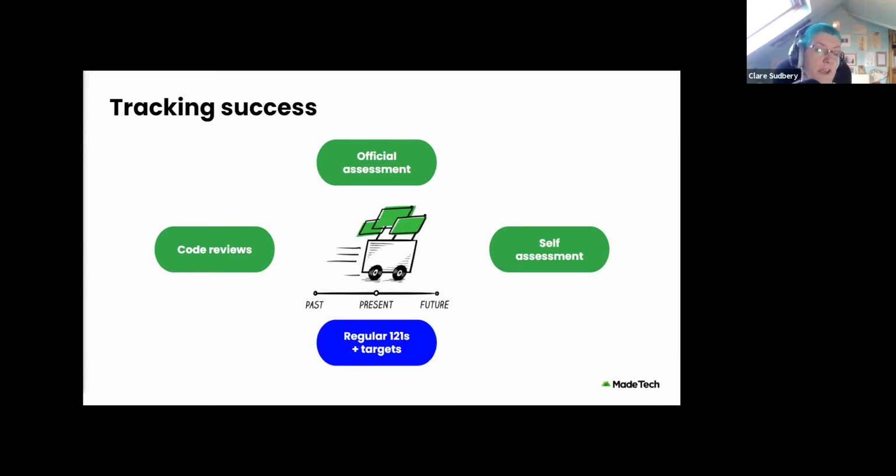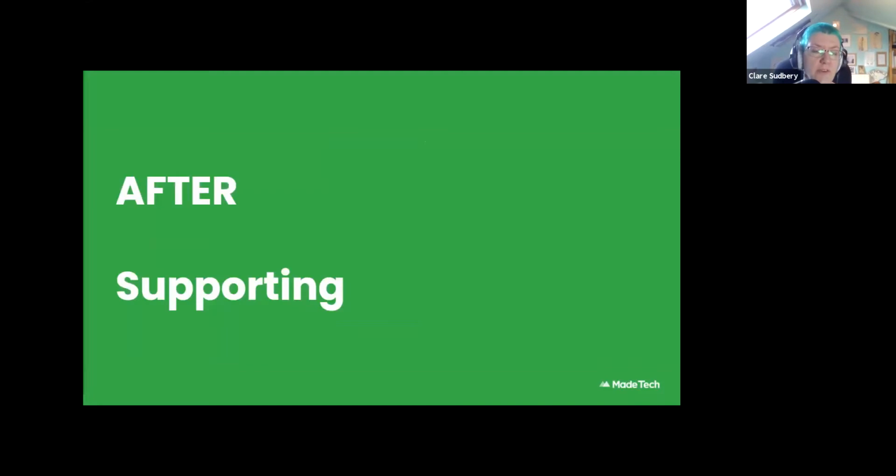So we use the SFIA framework to describe what is expected of an academy engineer. And in our one-to-ones, we discuss all the various aspects of that framework and how they're doing. And we ask them to set themselves objectives and then track against those objectives. And we also review the code that they are writing as part of the academy.